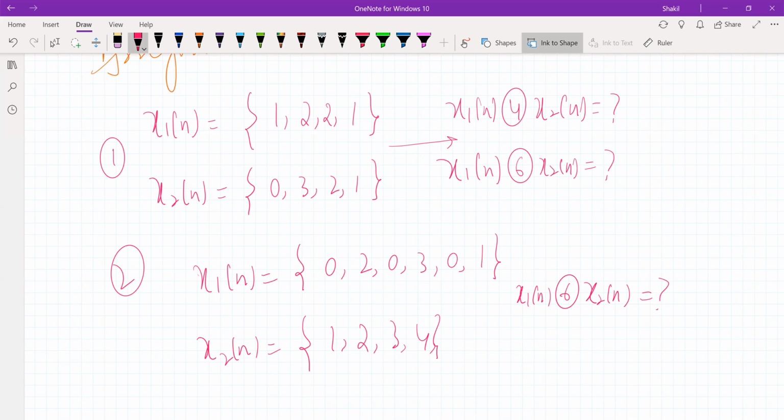Let me end the session here. In the next session, we will learn the very simple procedure of how to evaluate the circular convolution.